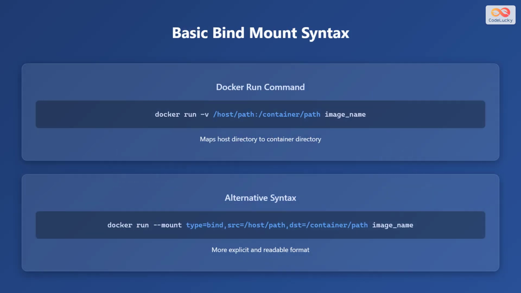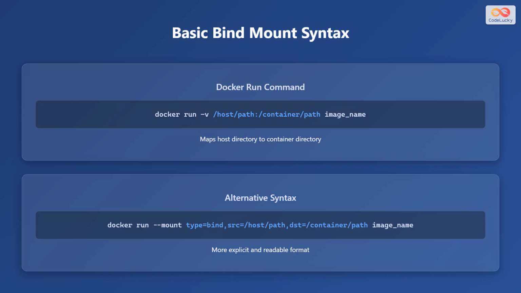Here are the basic syntax options for bind mounts. The first option shows the docker run command. docker run -v /host/path:/container/path image name. This maps a host directory to a container directory.